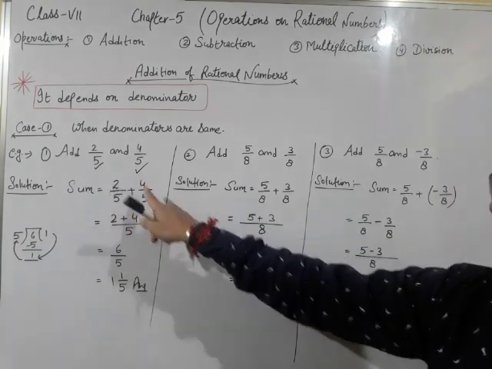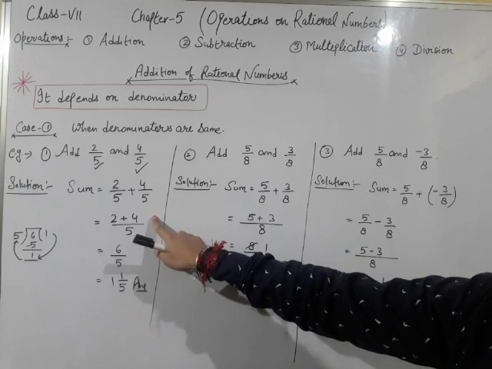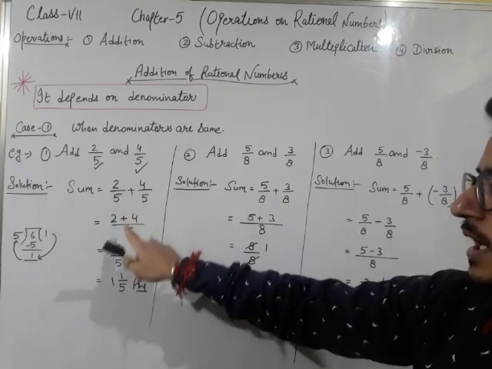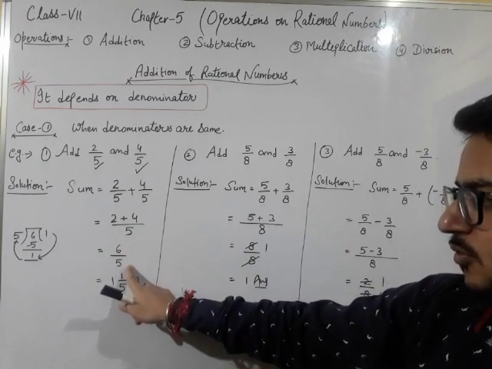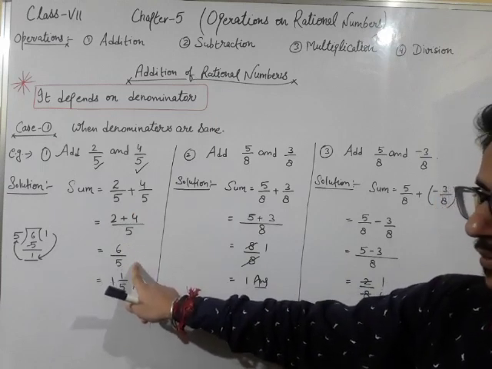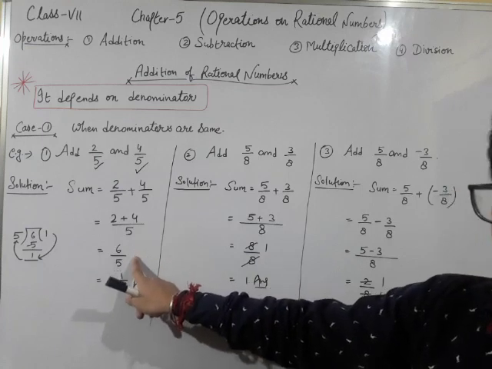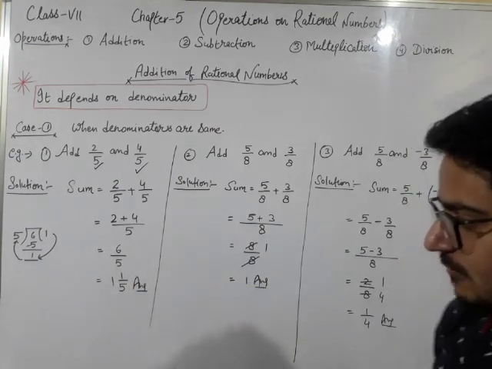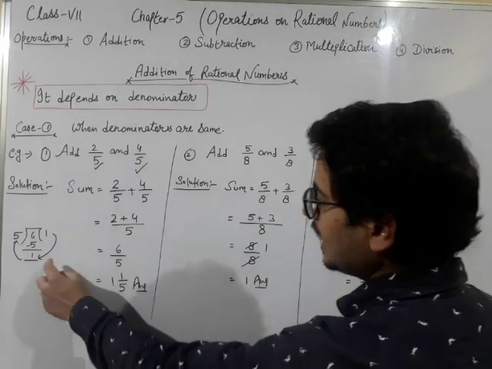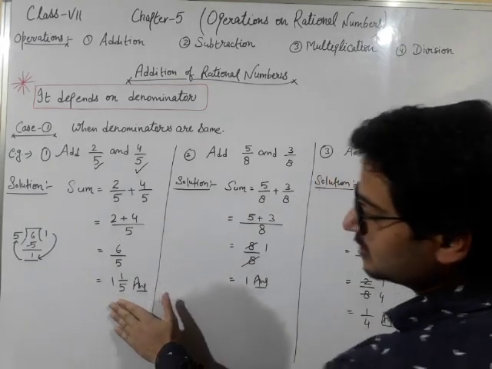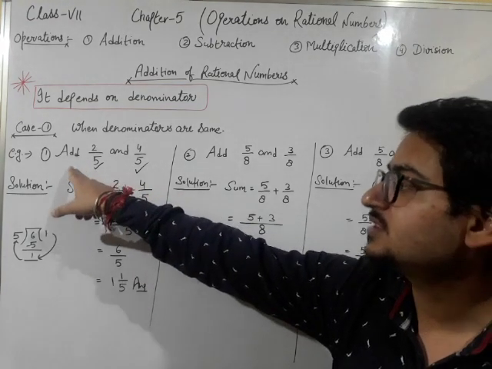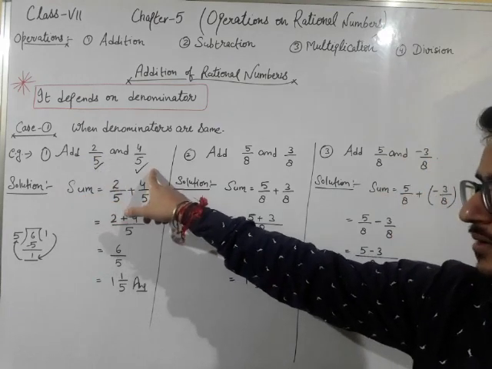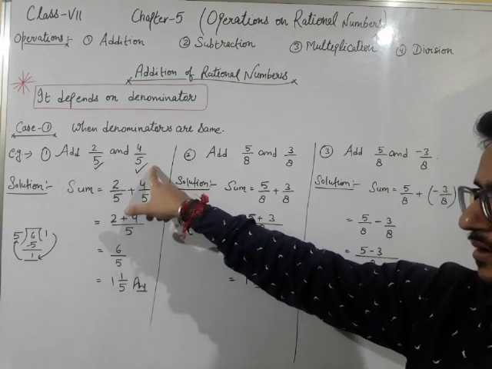Yes, we will add their numerators directly. 2 plus 4 upon 5, and 2 plus 4 will be 6, so it will be 6 upon 5. It is an improper rational number, therefore we will divide it and we obtain our final answer in the form of a mixed fraction. So this is the first example of addition of rational numbers when denominators are equal.